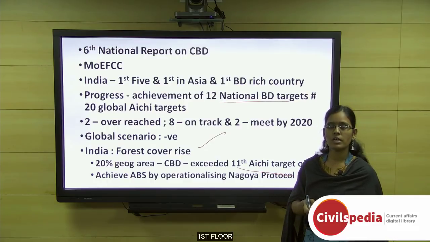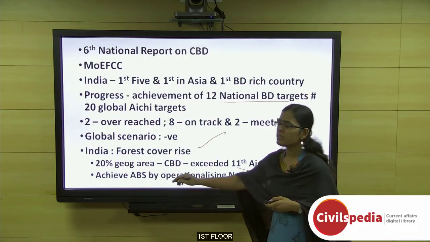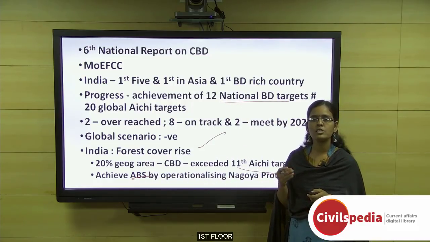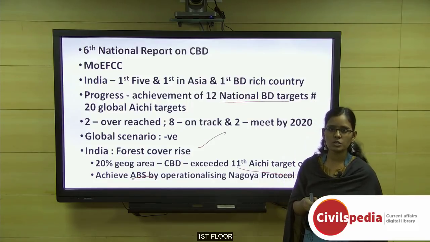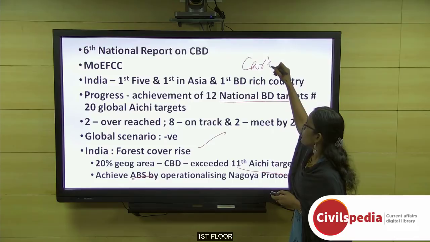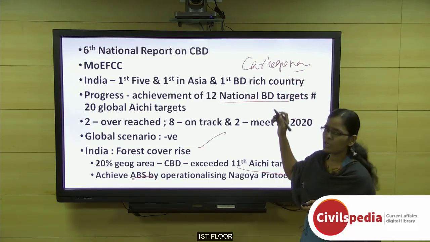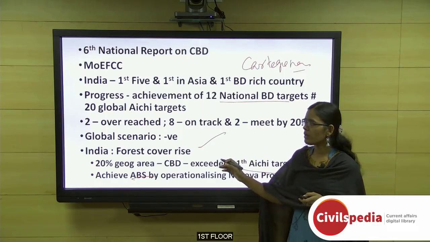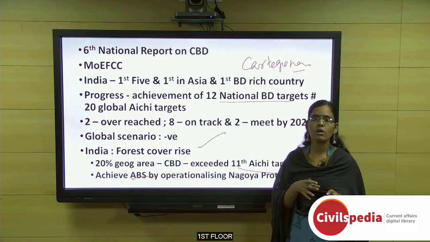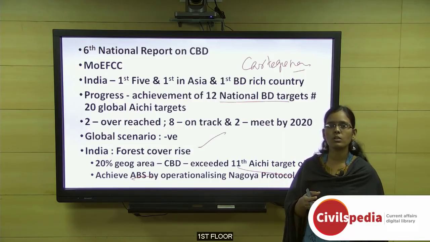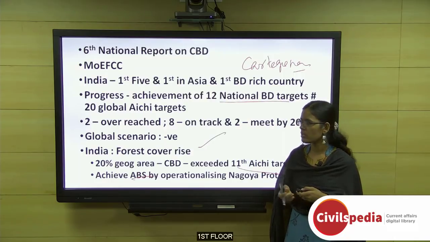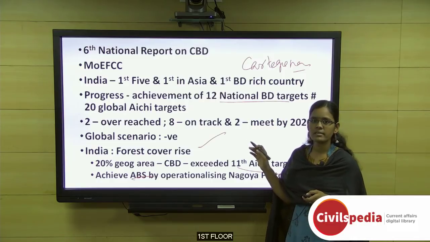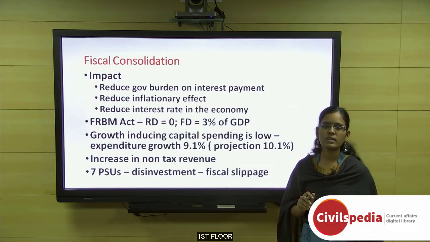Another overachievement of India is achieving access and benefit sharing as per the Nagoya Protocol. This Convention on Biodiversity has 2 supplementary agreements: one is the Cartagena Protocol and the other is the Nagoya Protocol. The Cartagena Protocol is with respect to handling living modified organisms, while the Nagoya Protocol targets how the benefits arising from genetic resources can be equitably accessible to all people. India has achieved overwhelmingly with respect to the Nagoya Protocol. With that, we will end this topic and go on to the next topic, fiscal consolidation.